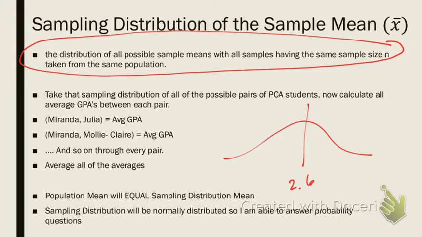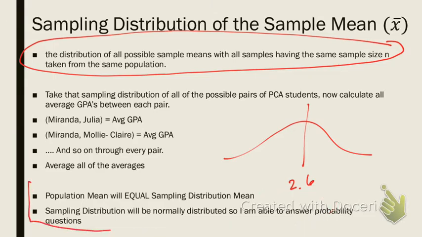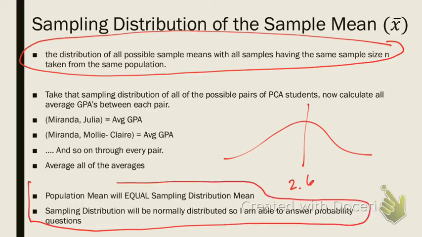Two things I do want you to write down. The population mean will always equal the sampling distribution mean. Always, always. So today we're going to go through the long way. Just write it at the bottom of your paper or something. So we're going to go through the long way today, but then I'm going to show you a shortcut next class. You have to learn both of the ways.